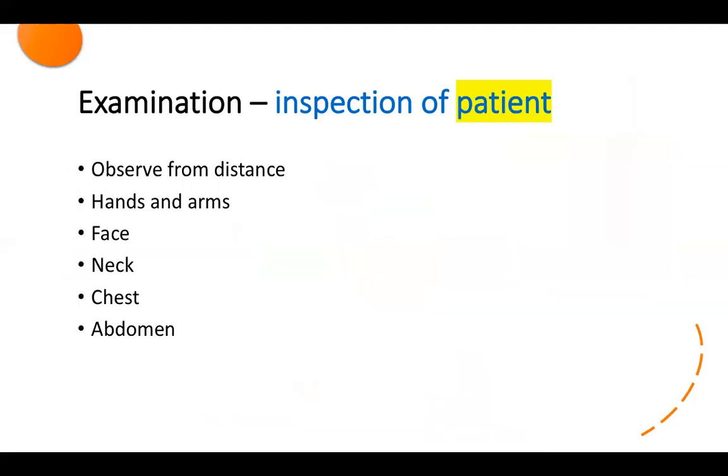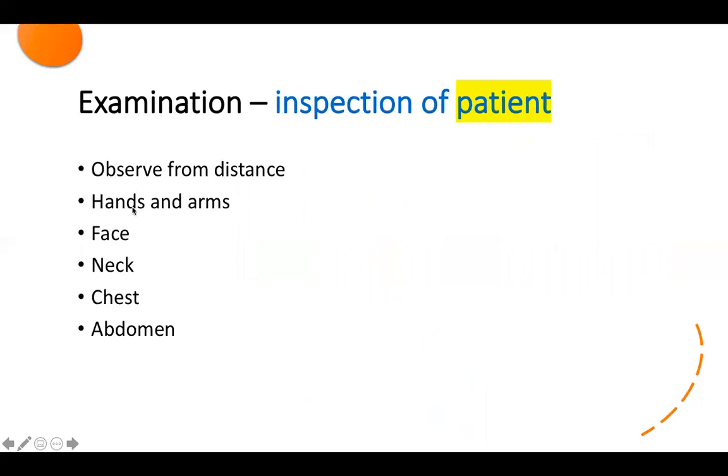Once you've inspected the surroundings, you want to then inspect the patient. And there are a few things you're going to do. So first, you're going to observe them from a distance. And then you're going to examine their hand, inspect the hands and arms, move up to their face, go to the neck, the chest, and abdomen. So that's the order I like to do it in, because then you can work your way from the hands all the way up to the face and go back down to the abdomen.